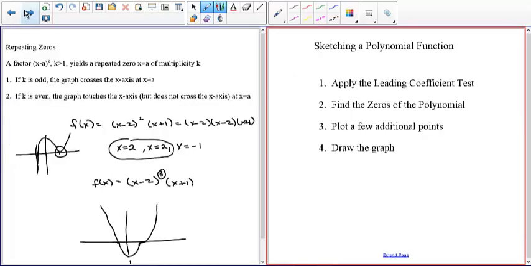Okay, so now we've talked about zeros. The rules for sketching a polynomial function: first you apply the leading coefficient test, depending upon whether it's an odd function or an even function, whether the sign in front of the highest order term is positive or negative. Then you find the zeros of the polynomial. And sometimes you have to pick a few additional points just to give you enough information.